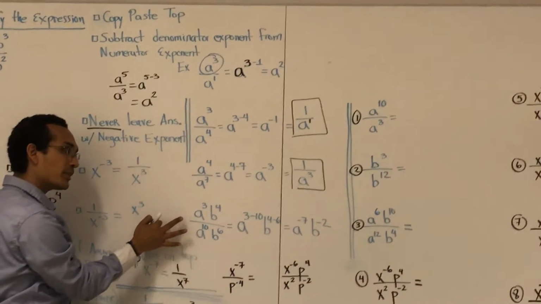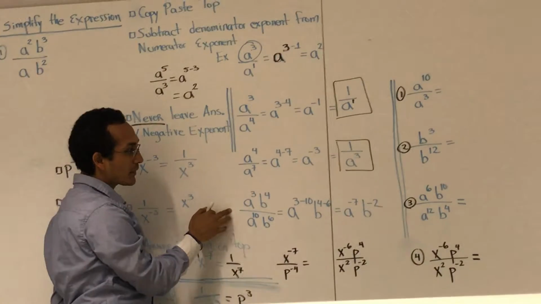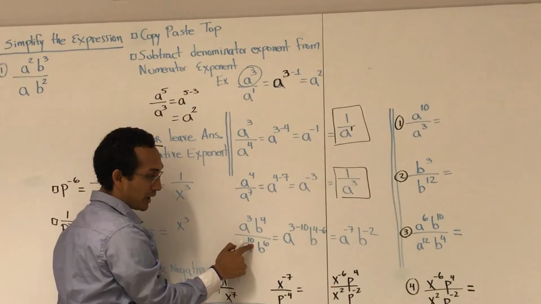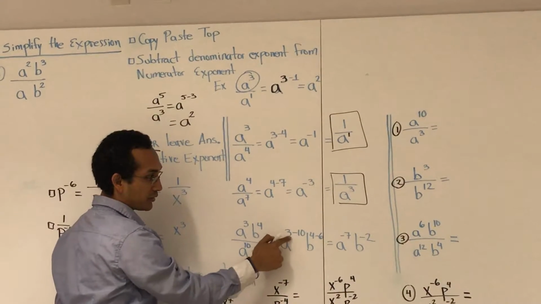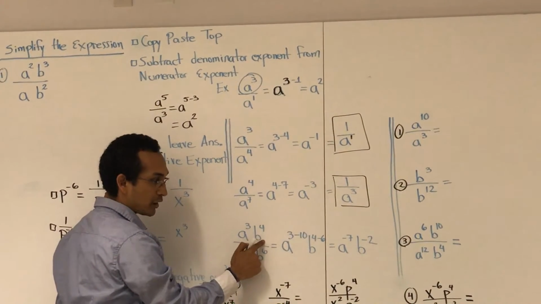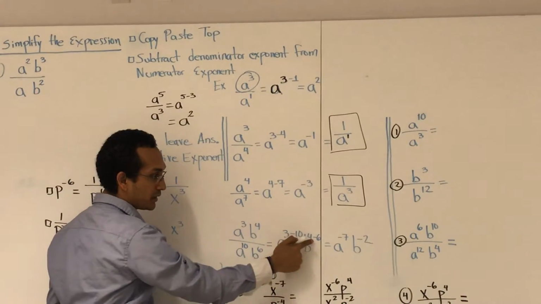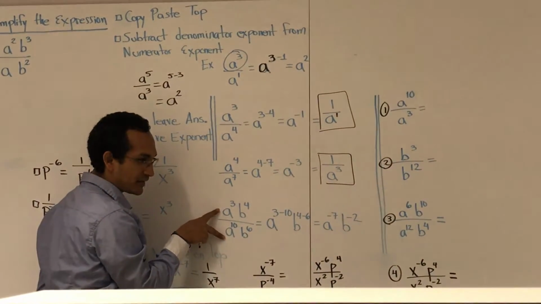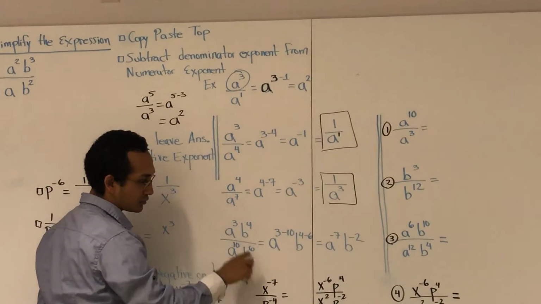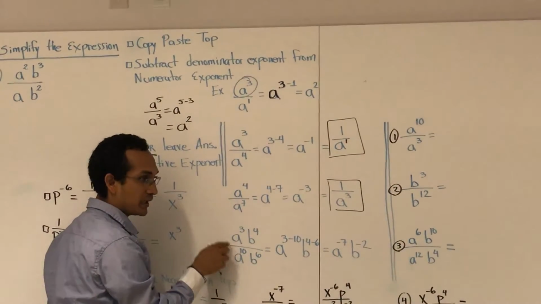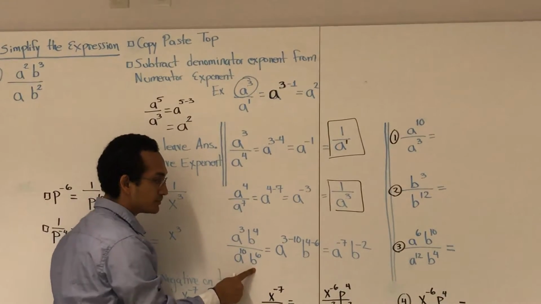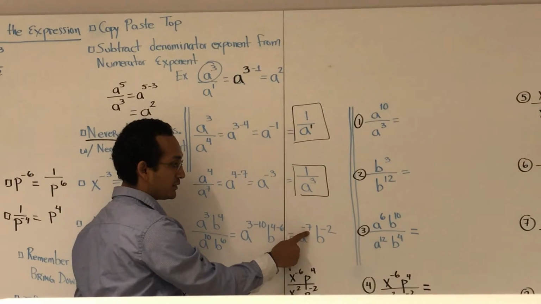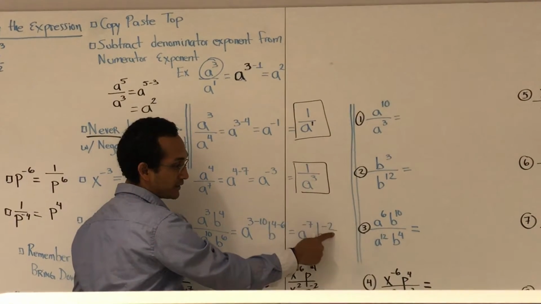What happens when they give you something more complex, like this? Again, copy paste the top, a to the 3rd, subtract this exponent, 3 minus 10. Same thing, copy paste the top, b to the 4th, and subtract the 6th. Notice that I'm subtracting from the same base, from the same letter. Never try to match the a with a b. It has to be a with a, b with b. So 3 minus 10 is minus 7, and 4 minus 6 is minus 2.